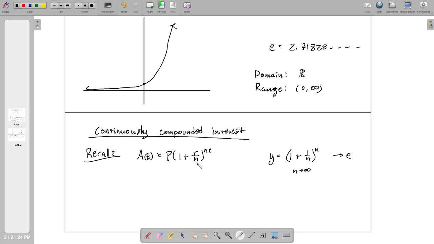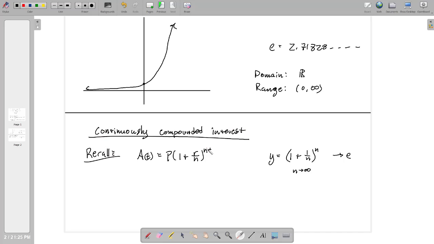Now, what I want you to think about is what if we wanted to compound our interest daily? That would be n is equal to 365. But what if we wanted to compound our interest more? What if we wanted to compound our interest continuously, as the subsection title gives away?